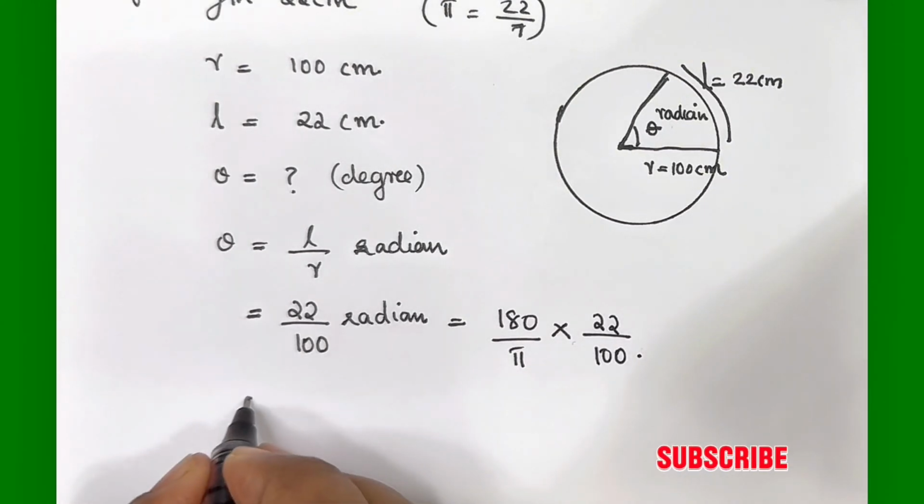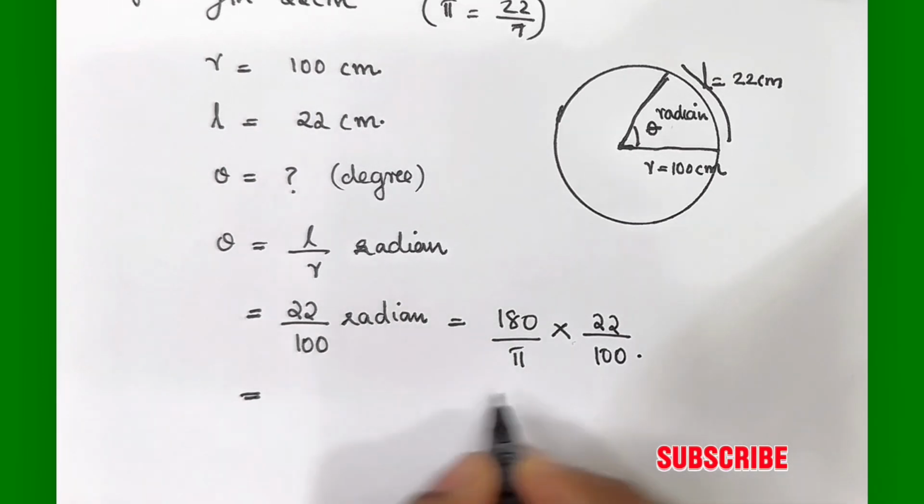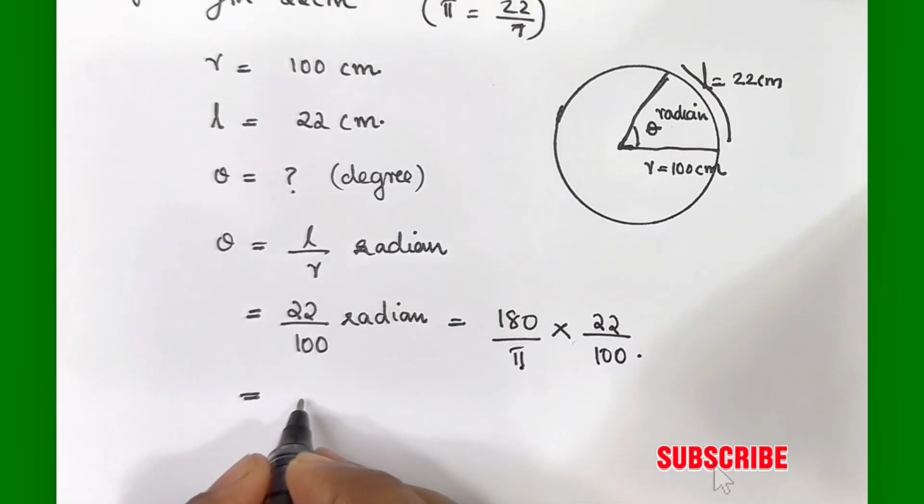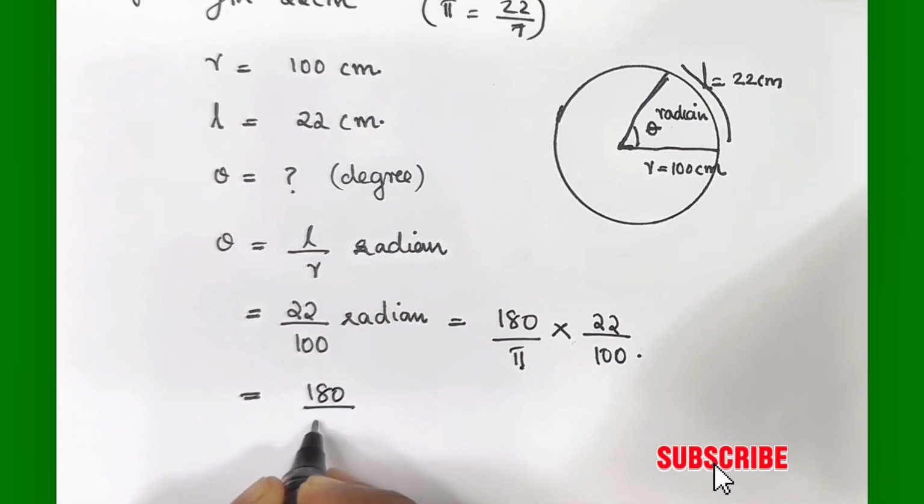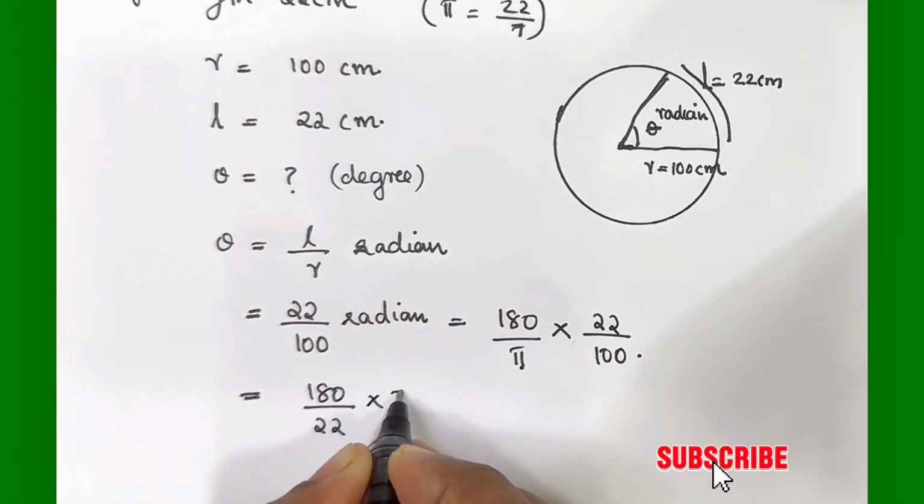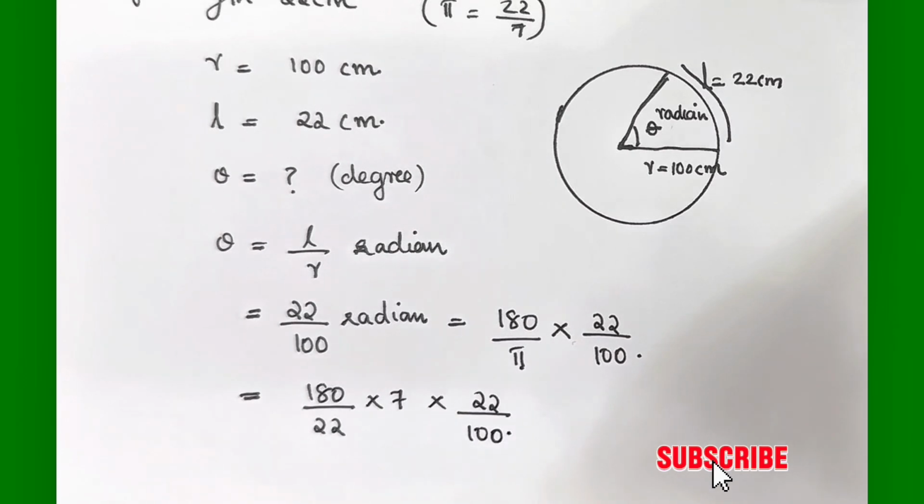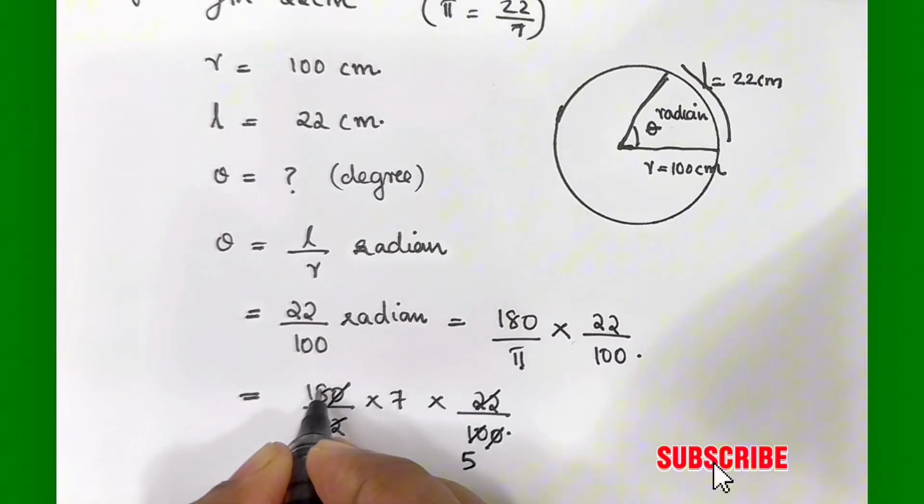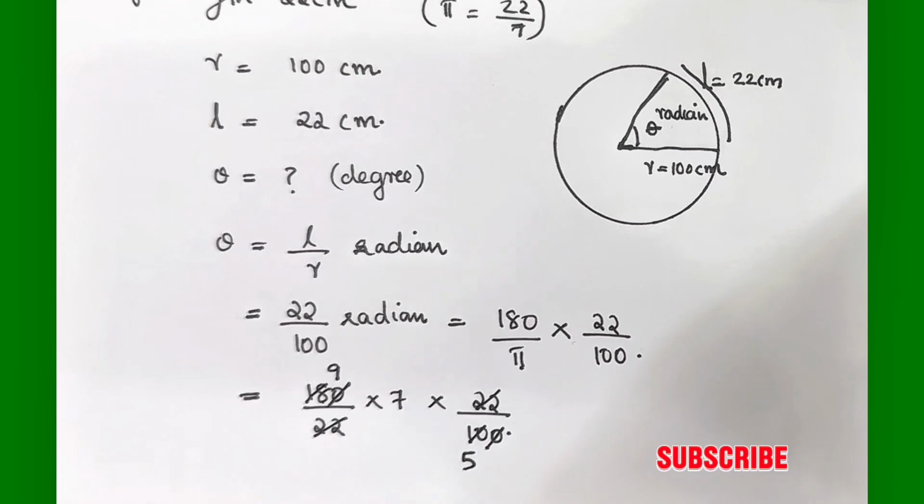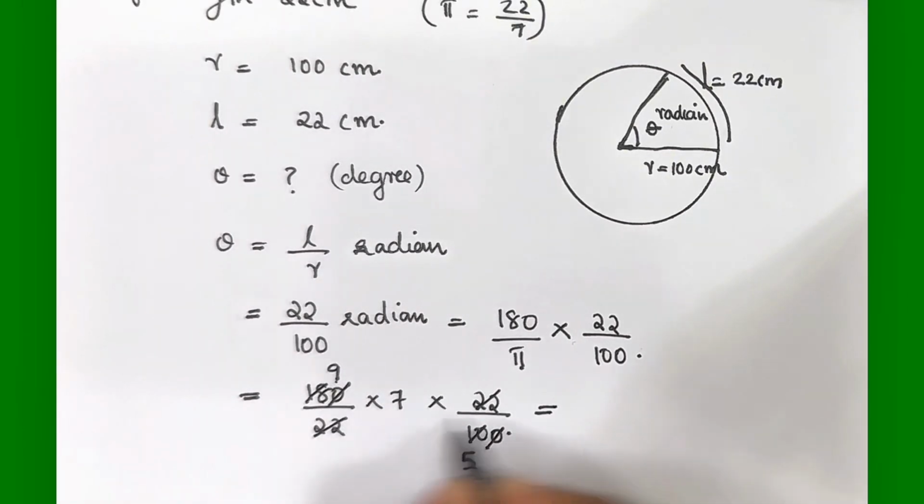Simplify here, we can use pi as 22 by 7. 180 divided by 22 by 7 goes to numerator as 180 into 7 into 22 by 100. Now cancel the common terms. 22 gets cancelled. Now 0 gets cancelled. 10 divided by 2 is 5. 18 by 2 is 9. So 9 sevens are 63 by 5. Now this is a fraction, 63 by 5 degree.